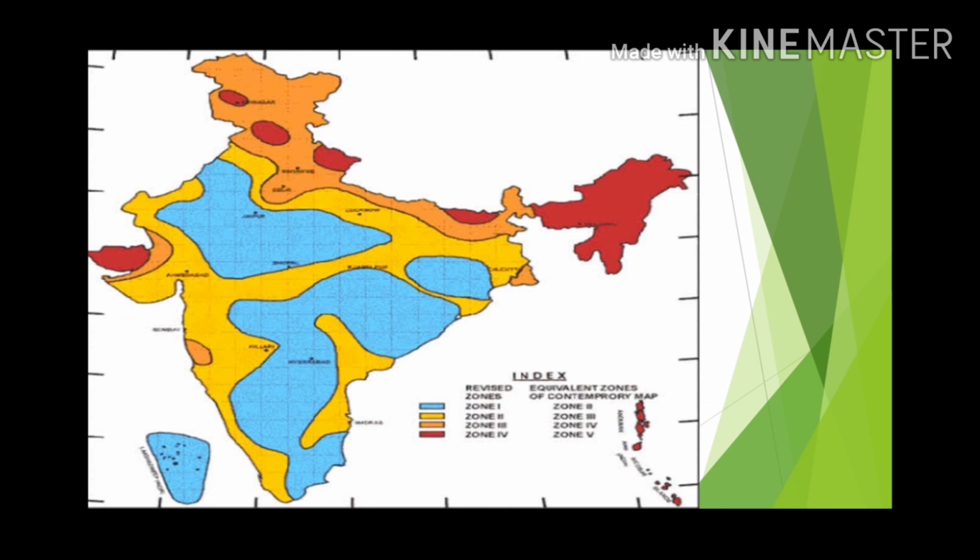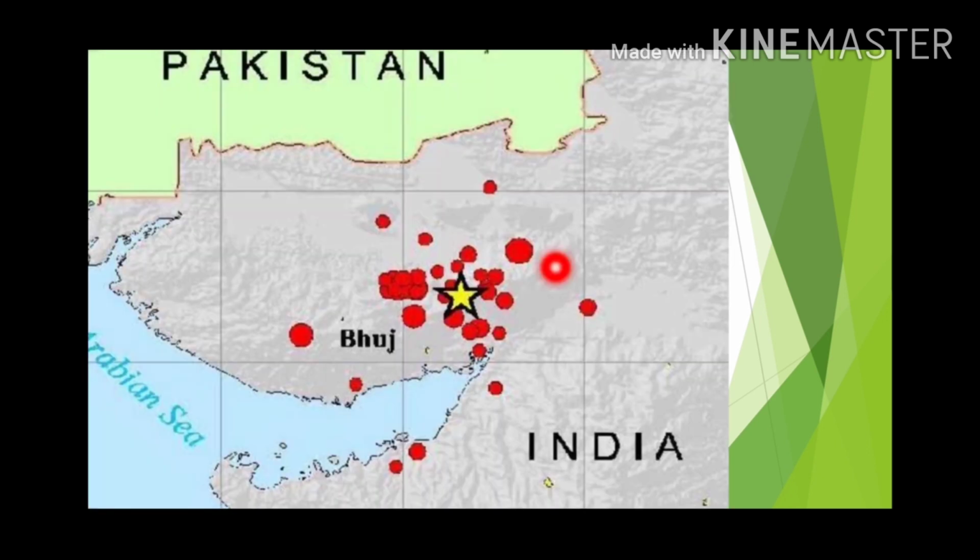So let us see the picture, the map, and let us learn more about the Bhuj earthquake. It took place in 2001. It gave indications of seismic instability of this plateau. A severe earthquake shook the Kutch region of Gujarat. So this is the Gulf of Kutch. This region was hit by an earthquake, and its intensity was 8.1 on the Richter scale.